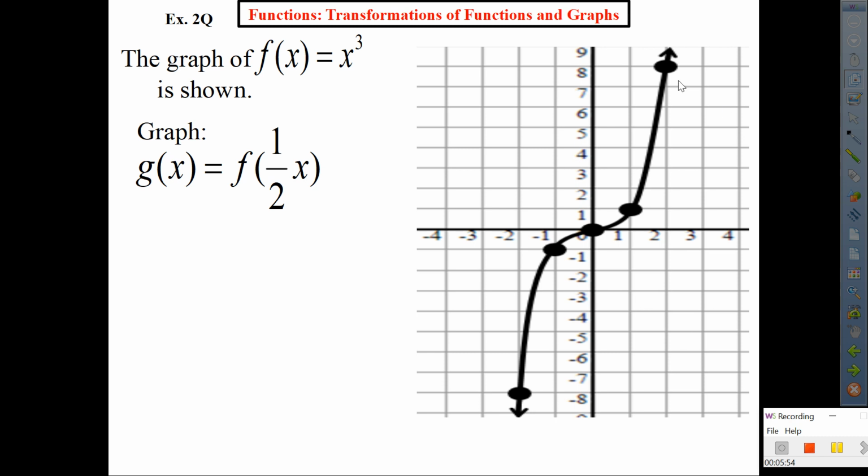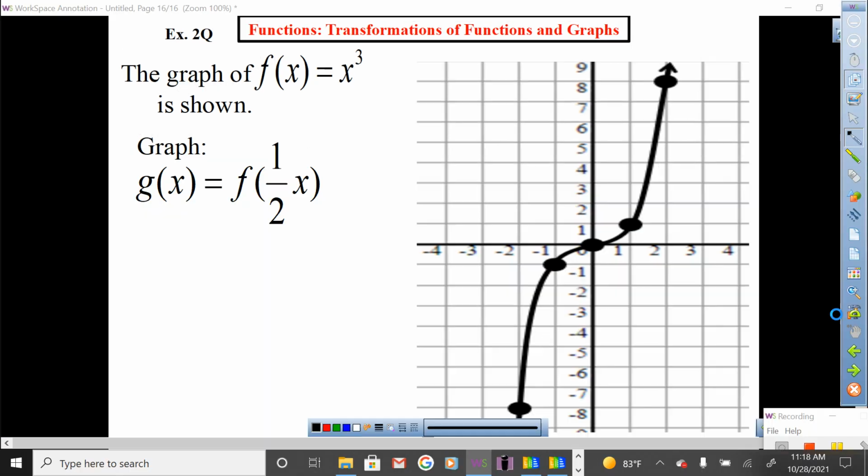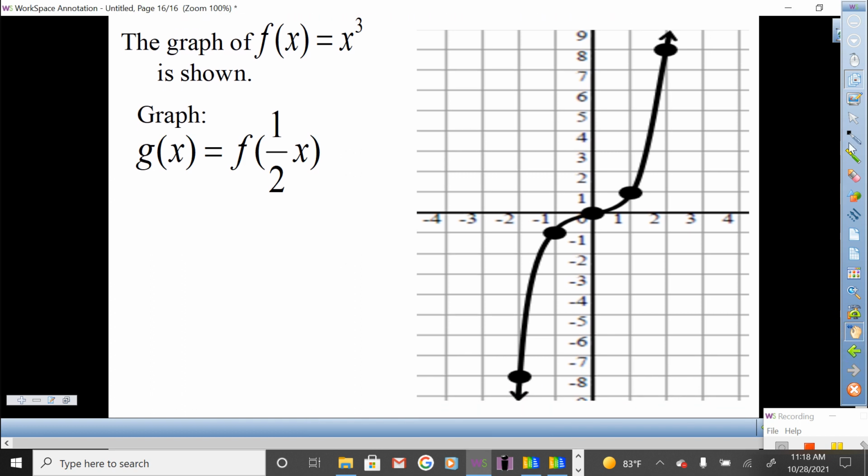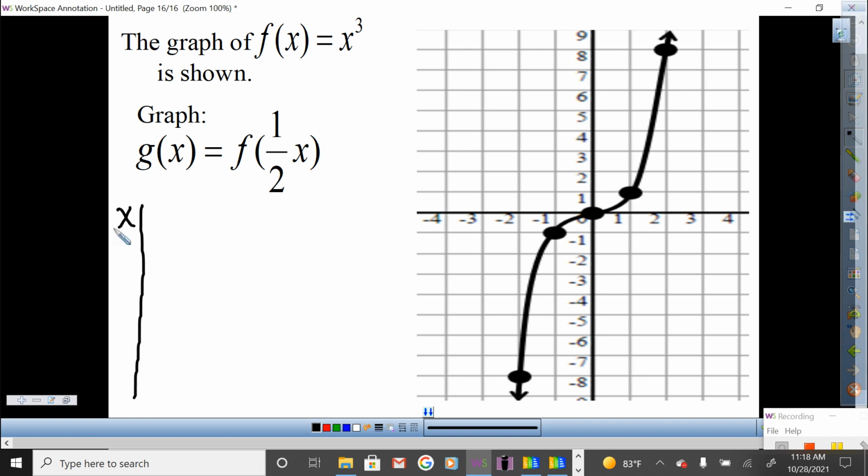They give us the cubic function, and they're asking us to do a transformation. The first thing I'm going to show you is the table for the original function. As I mentioned before, anytime you're doing transformations, if they give you a graph or you're graphing a parent function like this one, make a table so that you are clear of the values they are giving you. This is f of x.